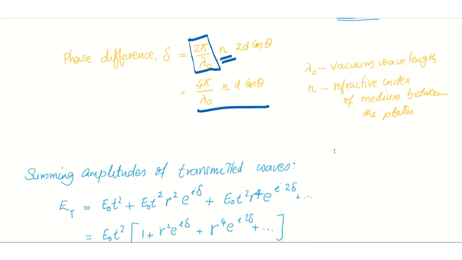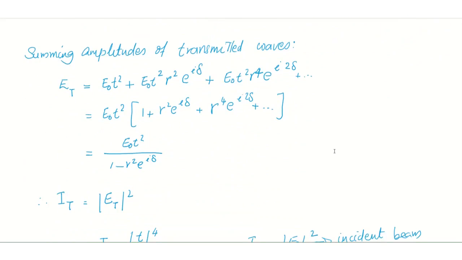Now we can try to sum the amplitudes of the transmitted waves. This is the first, and the second one will have a phase difference of delta, and therefore we have included the factor e to the power i delta. Then the next one will have e to the power i delta square, and so on.